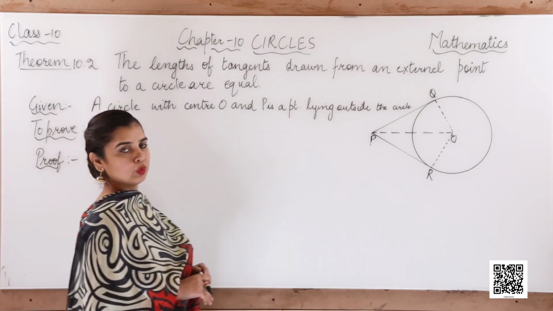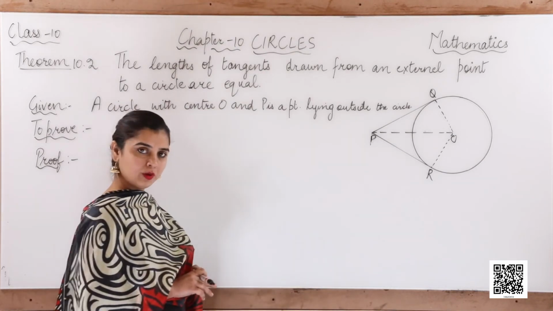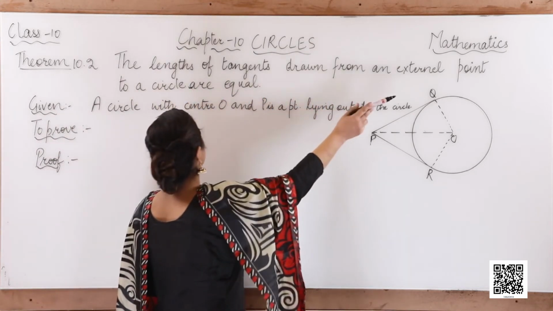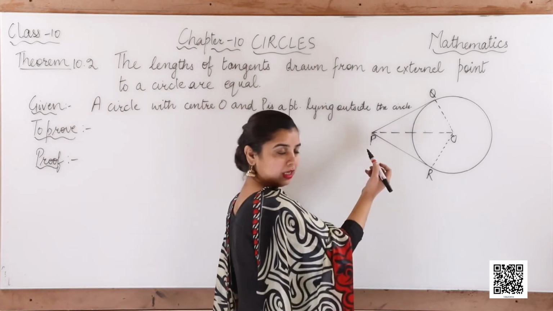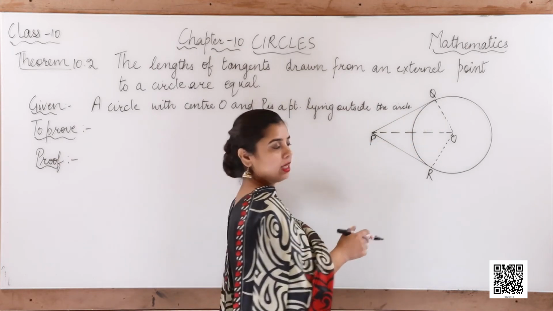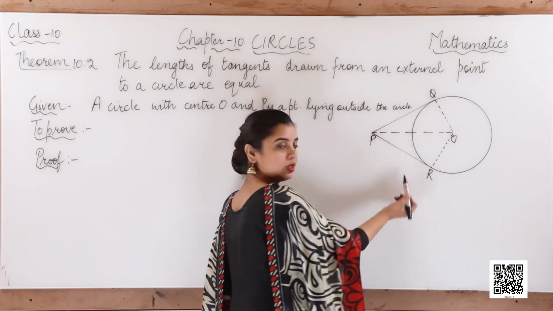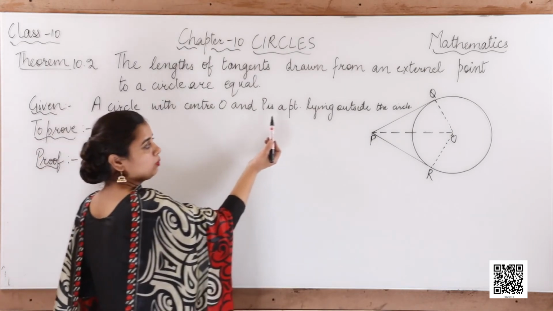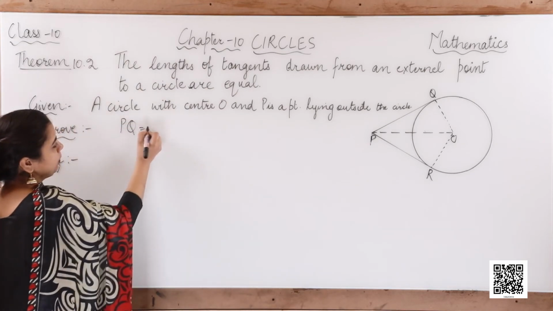So children, let us prove our observation in the form of a theorem. The theorem, which is the general form of our observation, is: the lengths of the tangents drawn from an external point to a circle are equal. That is, if we have an external point P and we have two tangents, you can see that PQ and PR are tangents. They are touching the circle at only one point. We have to prove that PQ is equal to PR. What are we given? A circle with center O and point P, which is lying outside the circle, to prove PQ is equal to PR.